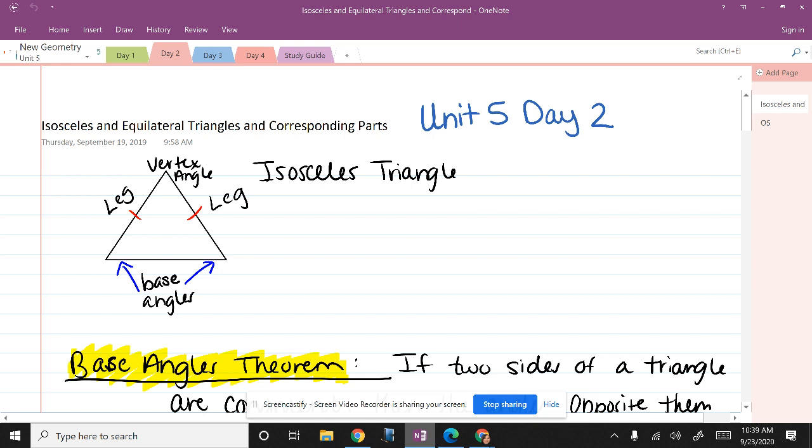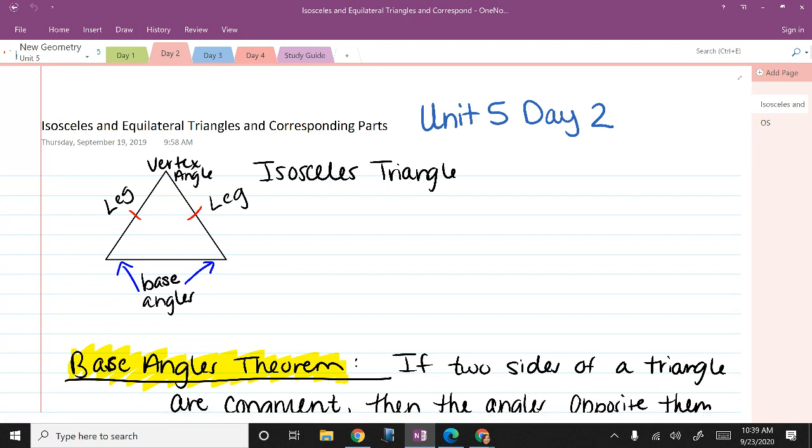Right, so the lesson is starting. We're recording. This is Unit 5, Day 2. And we're going to talk about isosceles and equilateral triangles. And then we're going to start talking about some congruence figures in just a little bit and get you a little intro to that. So let's first start by talking about the parts of an isosceles triangle.